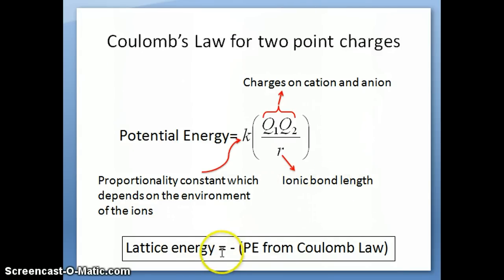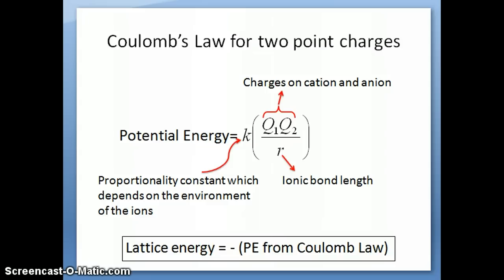Okay, so the lattice energy, the way we define it, remember, is the energy needed to break the ionic bond. So in other words, it's just the negative of this value. Whatever value you calculate from Coulomb's equation, the lattice energy is just the negative of that quantity. So let's say you get negative, I don't know, 1,000 kilojoules, for example, the lattice energy would be positive 1,000 kilojoules.